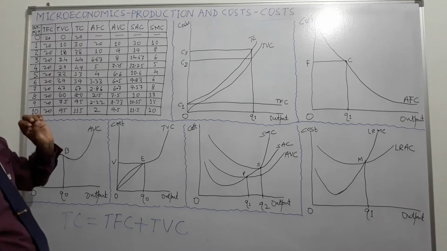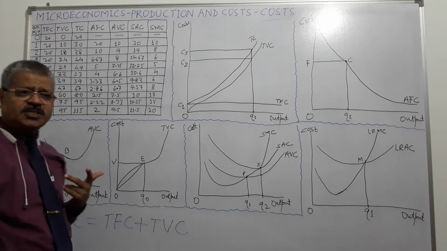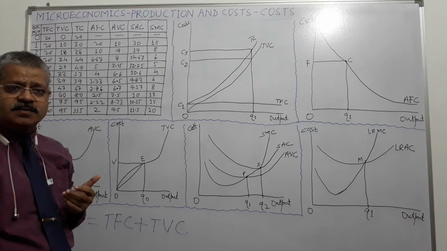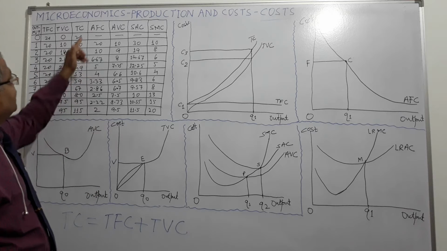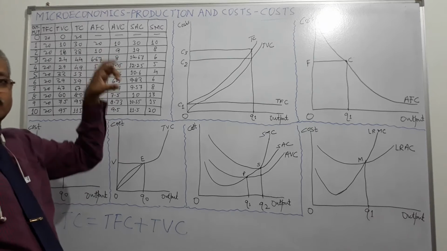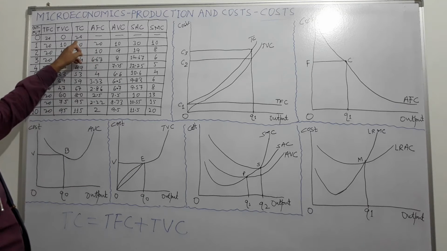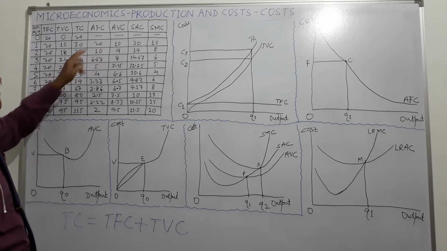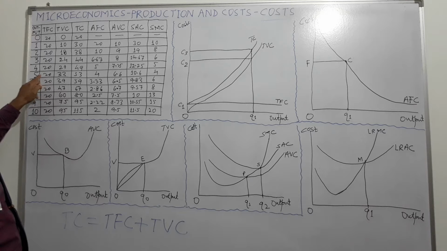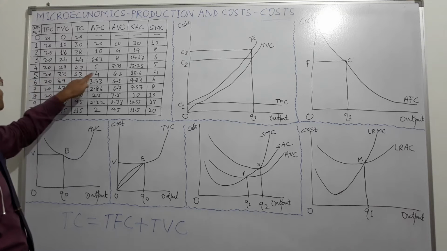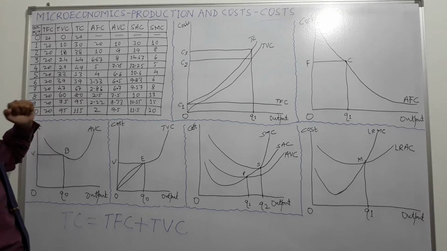What is average fixed cost? Average fixed cost is very simple: total fixed cost divided by quantity. So here you will see, it is undefined at 0 because quantity is 0. At 5 units, total fixed cost is 20 and average fixed cost is 4. 20 divided by 5 is equal to 4. Same way for all others.